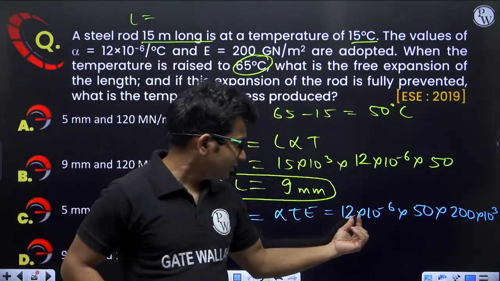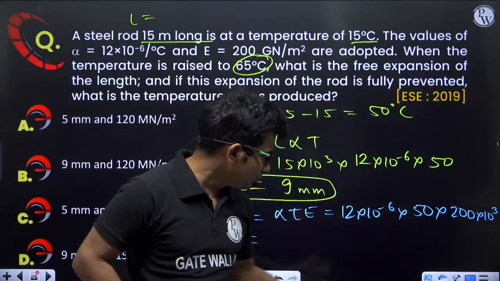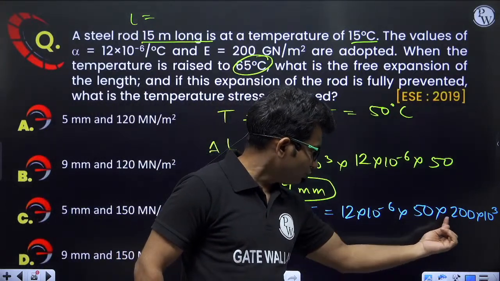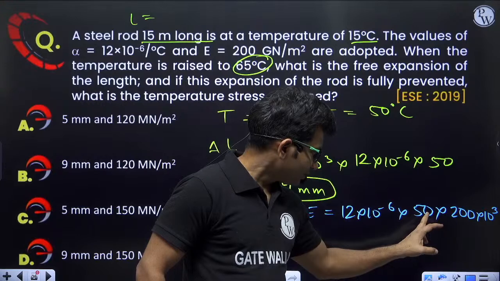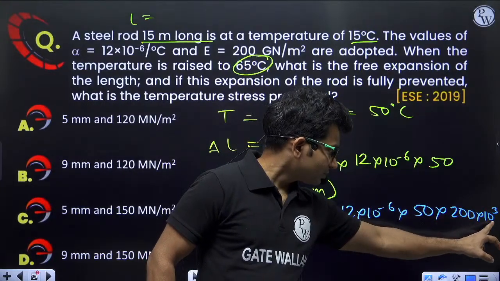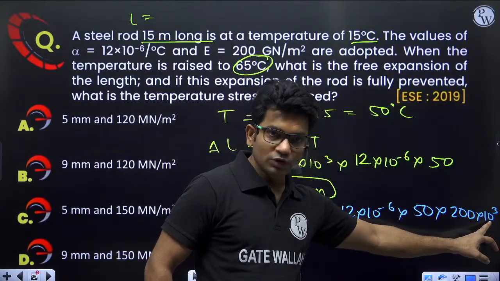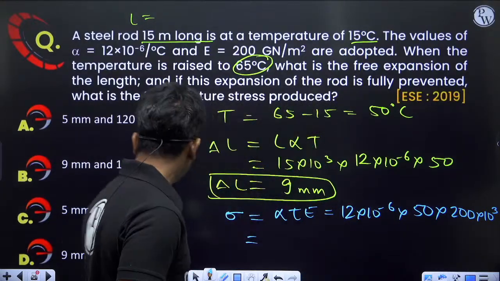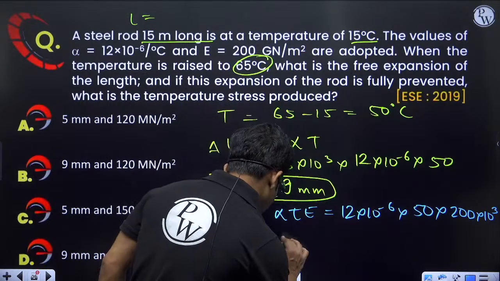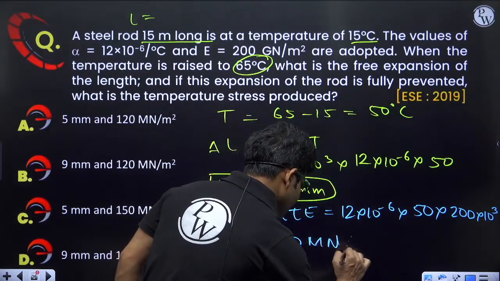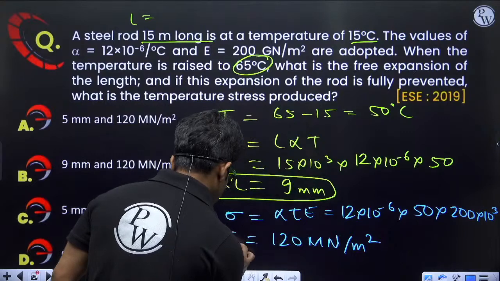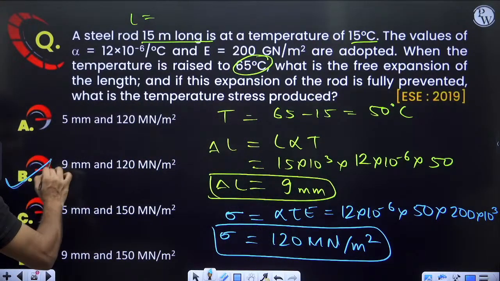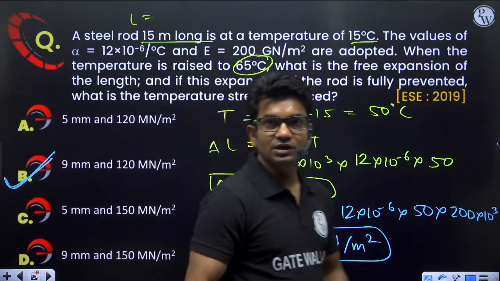So 12 into 10 to the power minus 6, into 50, into 200 into 10 to the power 3. Let us first cancel out all the zeros. 5 into 2 is 10, that is one zero. Then 2, 3, 4, so 7 zeros, minus 6 zeros. So 12 is the answer. 120 mega newton per meter square is the stress. So the correct answer will be 9 and 120. Option B is the correct answer.